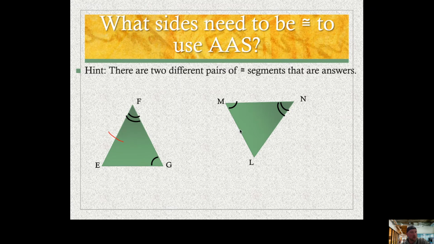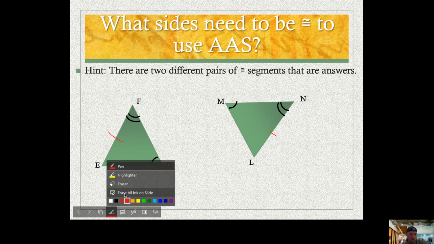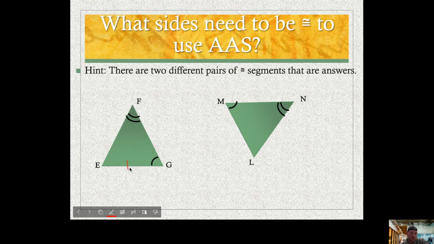This side is a non-included side, but it doesn't correspond with this one. See how this side touches an angle with two arcs and no arcs? That's what that one does. So that is one potential answer. Now, since there are two non-included sides on each triangle, there is another answer. You could have said that side needs to be congruent to this side. That would work also.